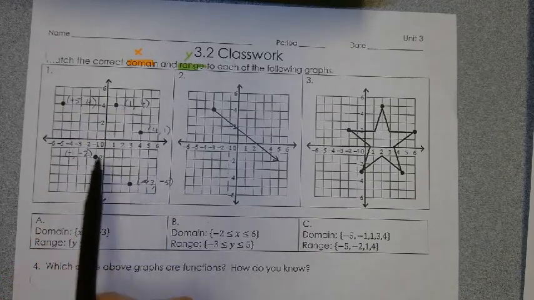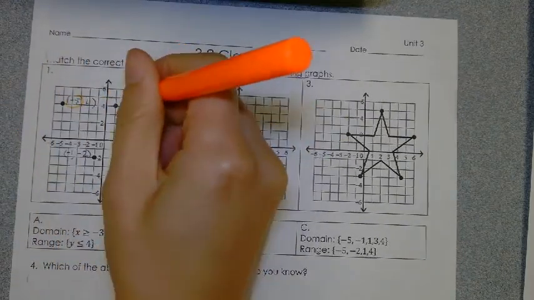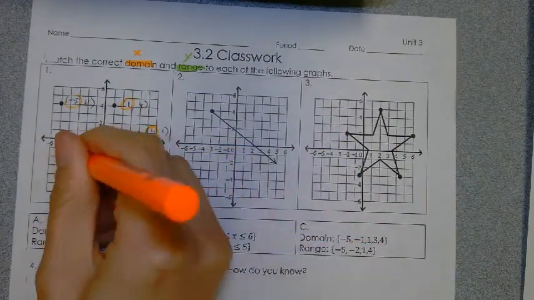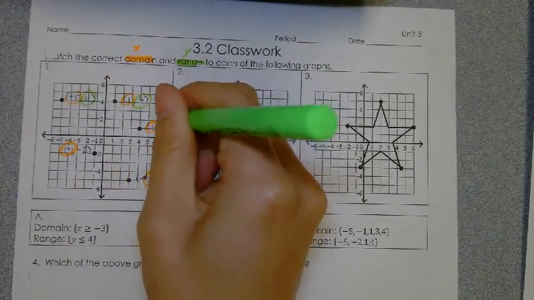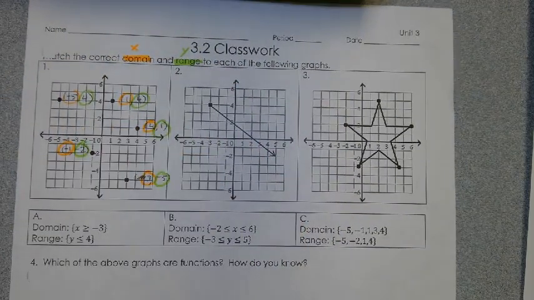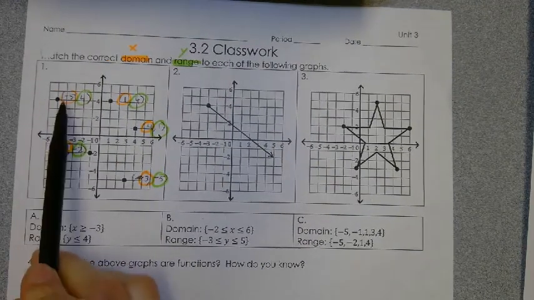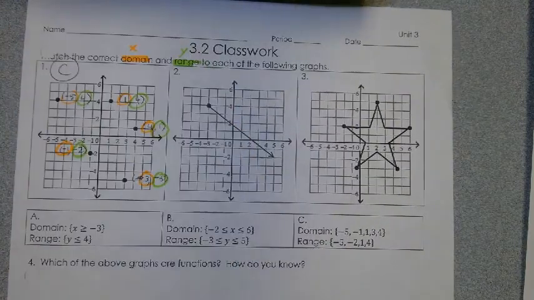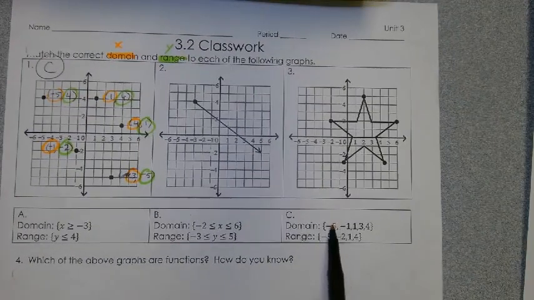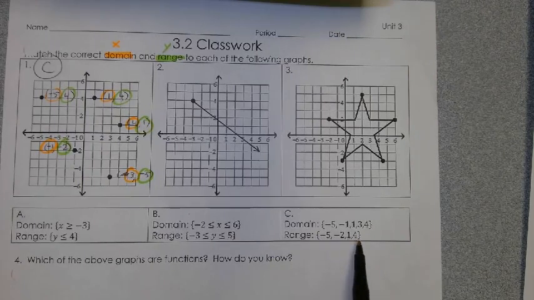Again, because the points are separate, for the domain, we're just going to identify each x value and each y value. Because the points are separate, we will also write the numbers separately. We can see that in option C. We can see all of the x values written separately and all of the y values written separately.